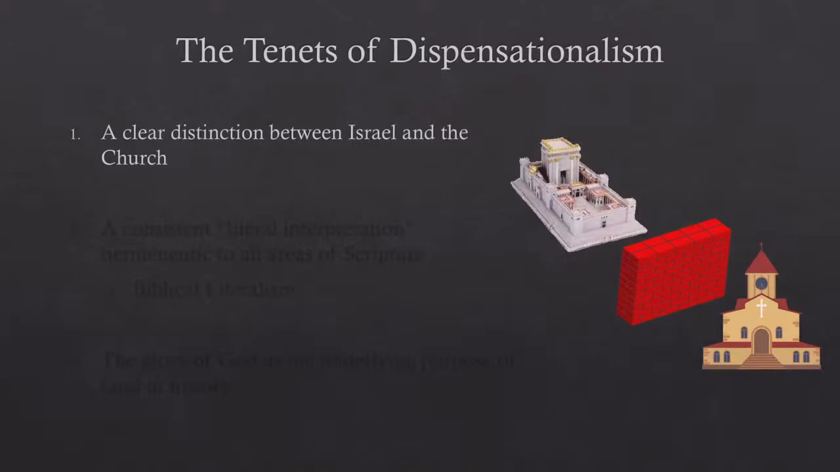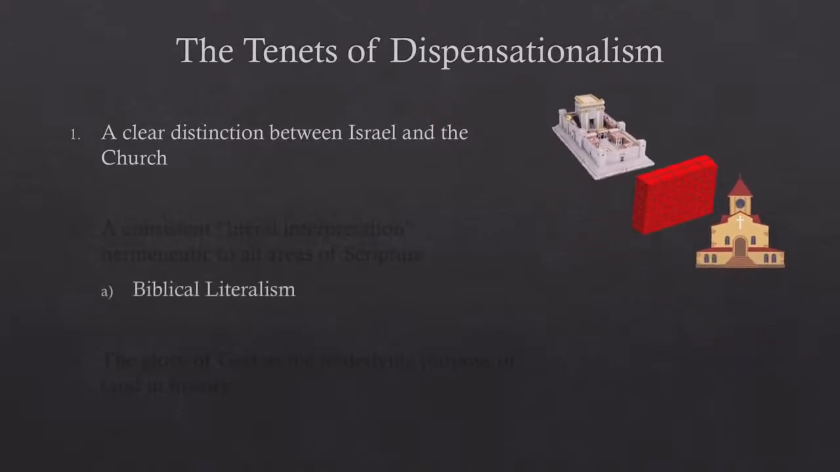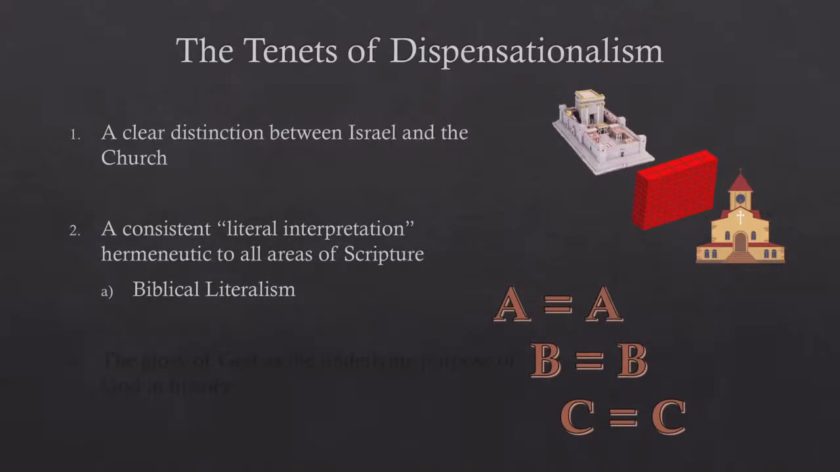The first and major part of dispensationalism is that they maintain a clear and distinct distinction between Israel and the church. These are two different things in their hermeneutic, and they don't mix. Secondly, they use a consistent literal interpretation as a hermeneutic in all areas of Scripture. This is known as biblical literalism. If something is said in Scripture, then that is what it means throughout Scripture. A equals A, B equals B, C equals C, and things don't change.